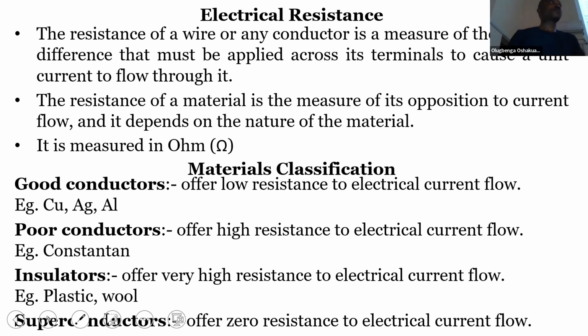So good conductors, like we have on the screen, offer low resistance. Since they offer low resistance, they permit free flow of electricity. They permit free flow of electrons. They allow large current flow. And the opposite for insulators: they offer high resistance and they limit current flow. Insulators offer very high resistance, while superconductors offer zero resistance to current flow.